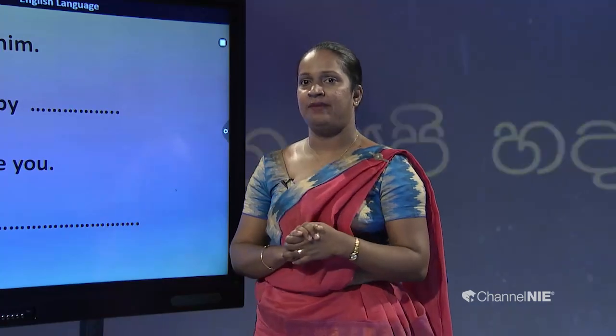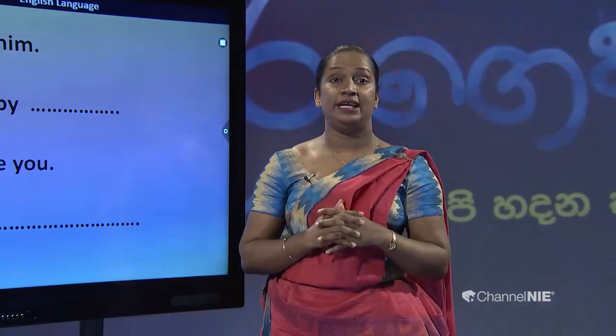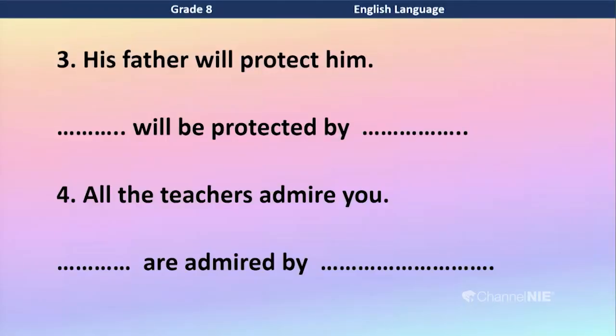Right. And in the same way, next one, his father will protect him. His father will protect him. What are the two pronouns that you find here, miss? Here his father, his, then him. Right, okay. Now here we do not change his father, right, because the main subject is father, right? So you are changing only the object. So the passive voice sentence will be constructed in this way. He will be protected by his father, right?